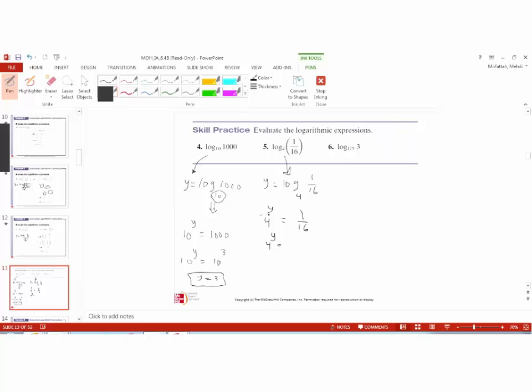So you want to make everything to the base 4, right? So that would be 4 squared. 1 over 4 squared. Right. So how would I bring this up? If I bring this up, that becomes what? 4 to the power of what? Negative 2, right? So y must be equal to negative 2.